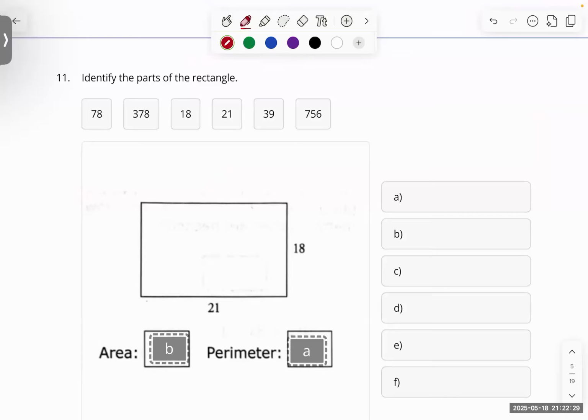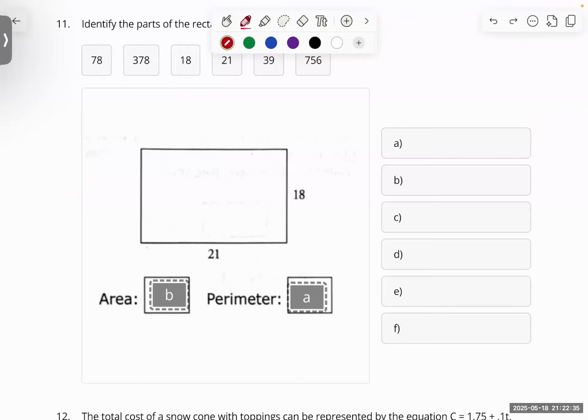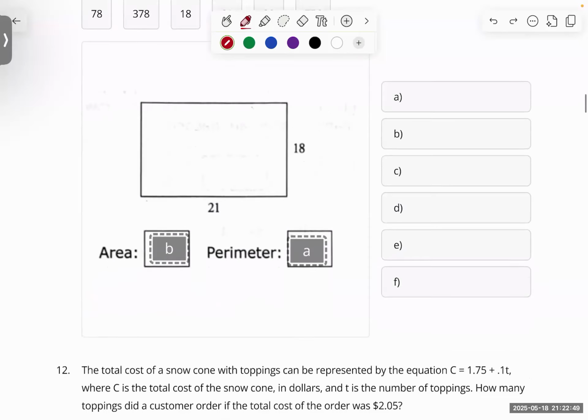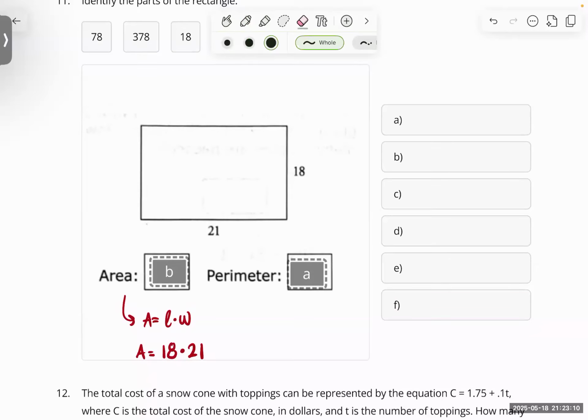Identify the parts of the rectangle. So we're given a list of numbers, and we're asked to find the following: the area and the perimeter. So be careful here because the area is indicated as B and the perimeter is A. I think that's a little bit confusing, but whatever, just pay attention to that. So we want to find the area of this rectangle. The area of a rectangle is always length times width. In this case, our area equals the length is 18 or 21, it doesn't matter, times the other dimension, which is 21.